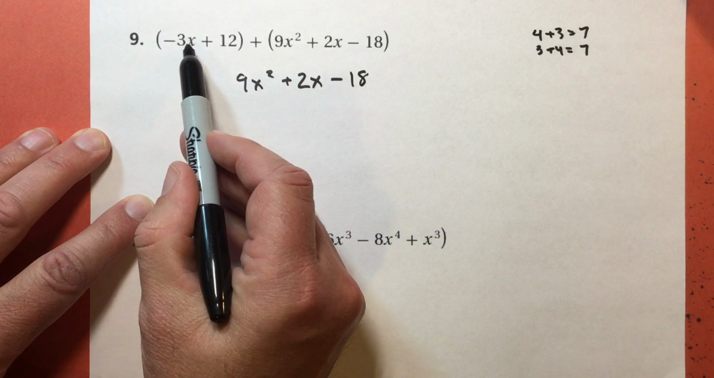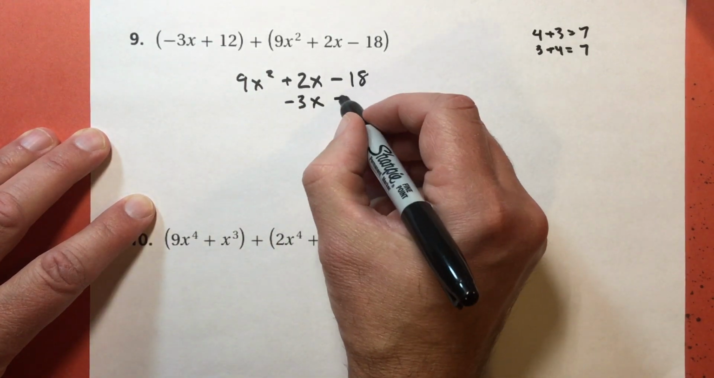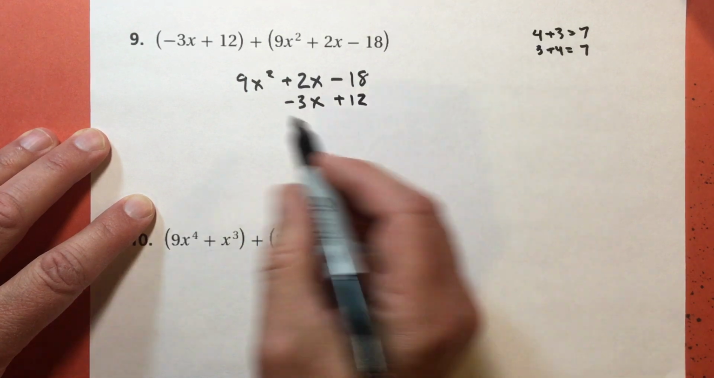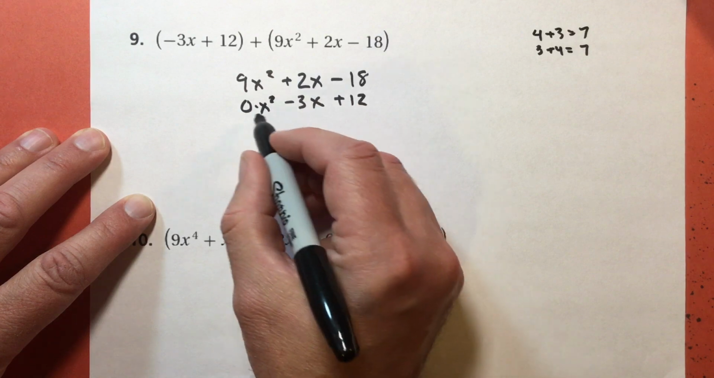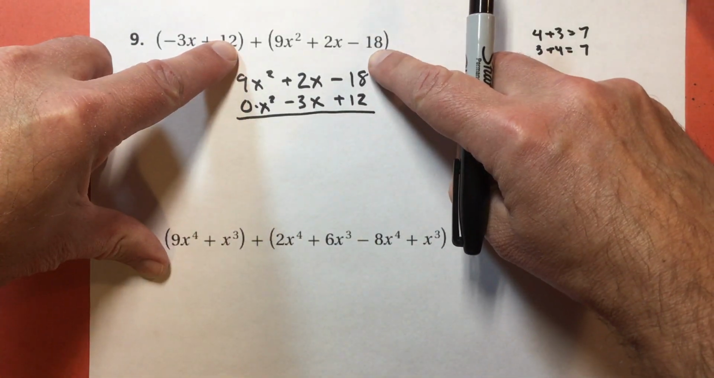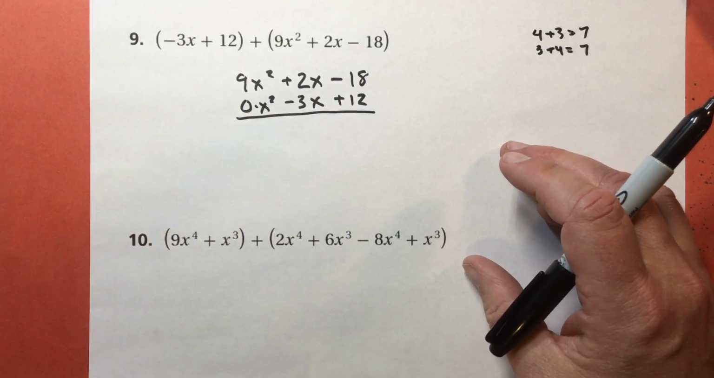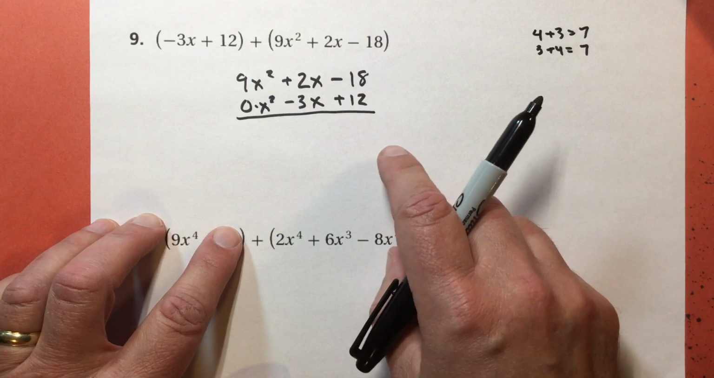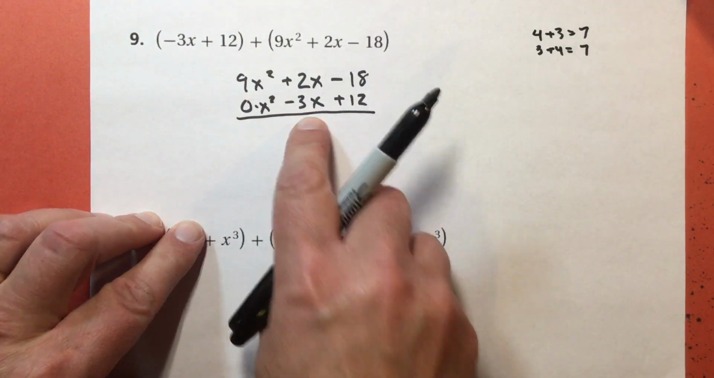Then I'm going to put the negative 3x underneath the 2x. I'm going to put the 12 under the negative 18. What goes under the 9x squared? 0x squared. Now, if you had written this on top, it would have been fine too. It's just that sometimes I see students make a mistake because then they think, okay, I have to line everything up, and they probably would have put this below that.